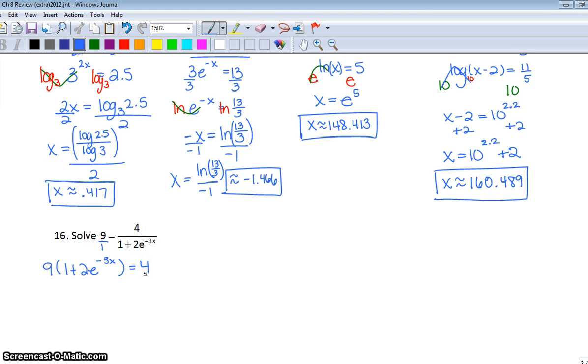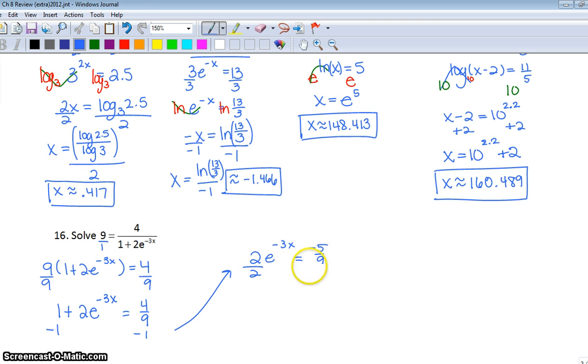Now what I would do is I would get rid of the 9 right away. I would divide both sides by 9. Now this fraction isn't like the last one, it doesn't become 2.2, so I have to leave the fraction. So that's 1 plus 2 e to the negative 3x is equal to 4/9. Then I want to move the 1 over. So I subtract 1. That leaves us with 2e to the negative 3x is equal to a negative 5/9.